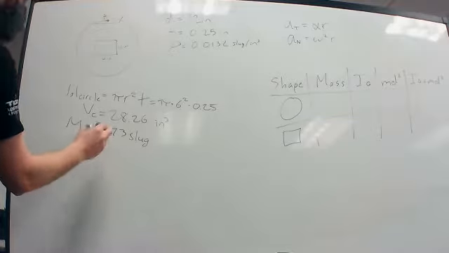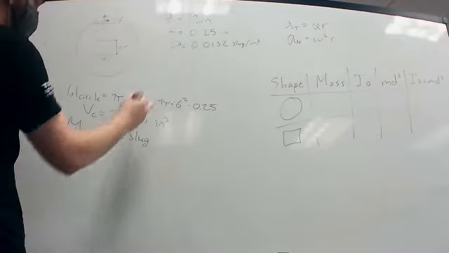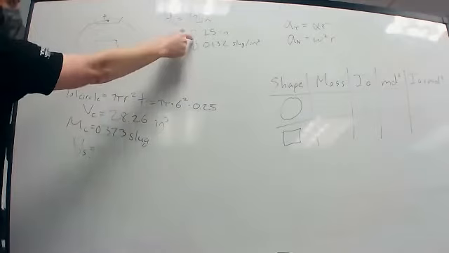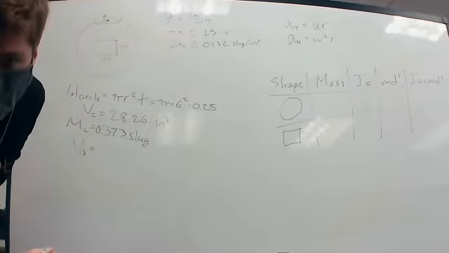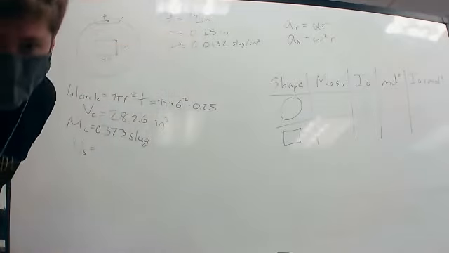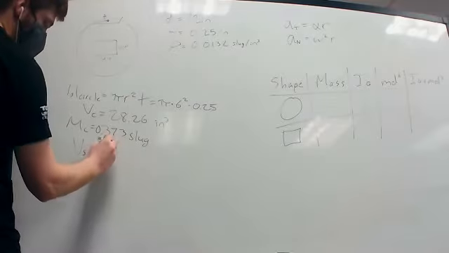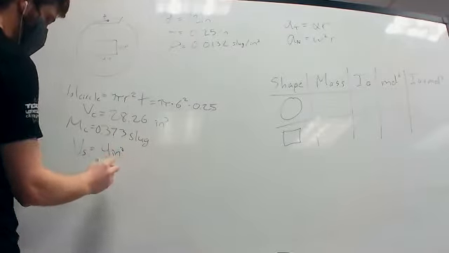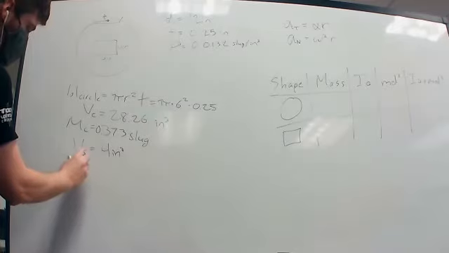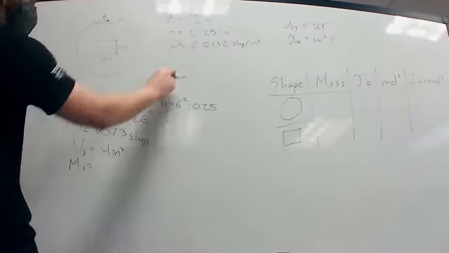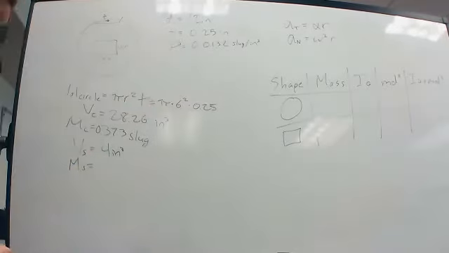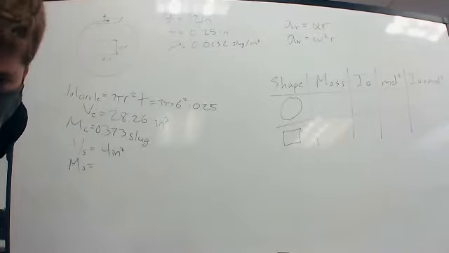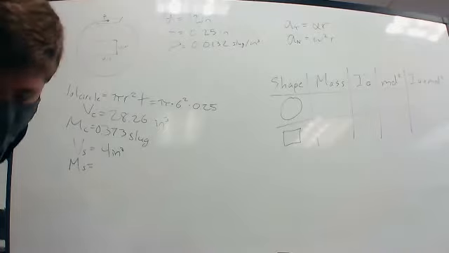Volume of the square, of course, is going to be the same area times the thickness. So 4 times 4 times 0.25. Volume of the square comes out to be 4 inches cubed. And therefore, mass of the square is the volume times the density. And we get 0.0528 slugs.